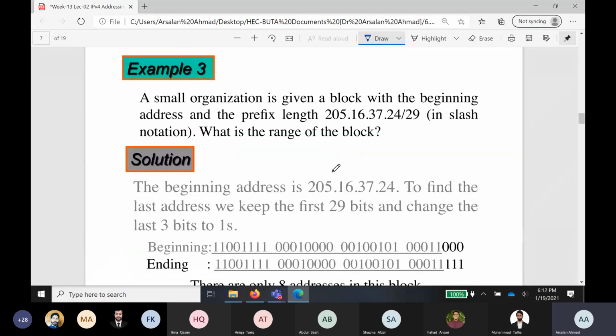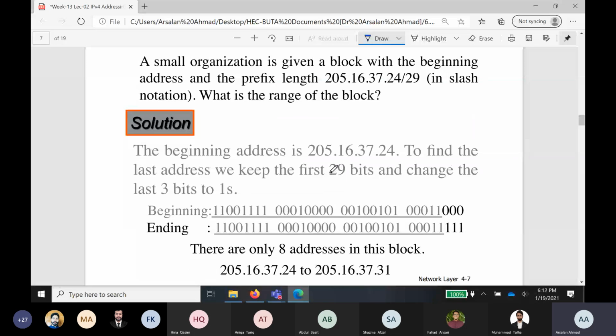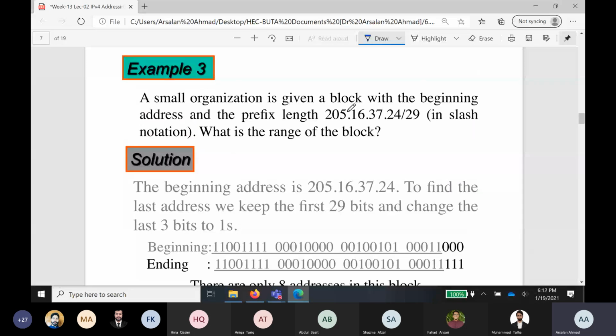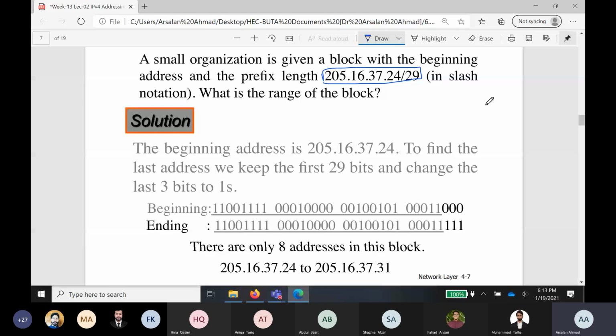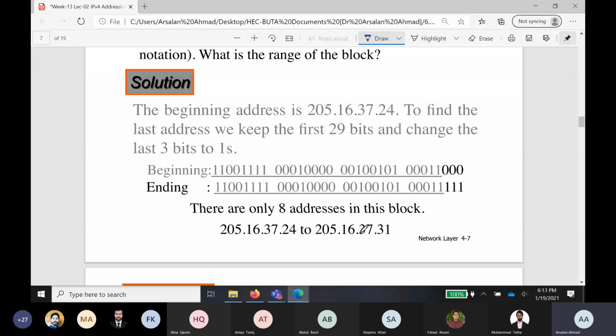And then another one was an example of a small organization in which this beginning address and prefix are given. What is the range of the block? Obviously /29 means that there are only 3 bits in the suffix portion, and 3 bits in the suffix means 2 raised to the power 3, so 8 addresses in the total block. So 8 addresses: 24 included, we add 7. So this is the block size. And we can do that in binary as well, like this.